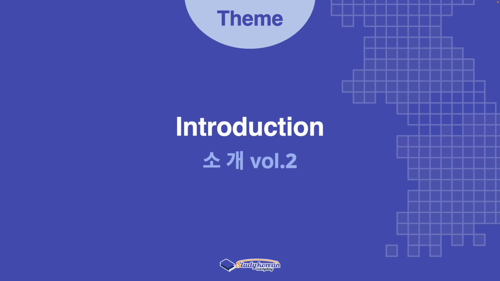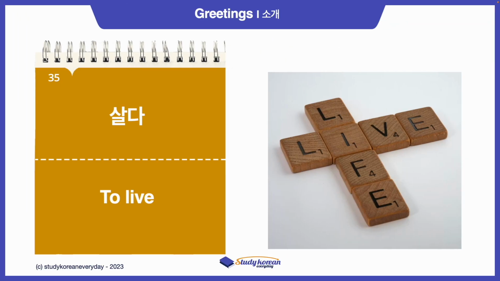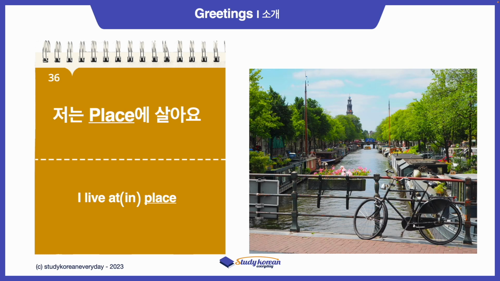Introduction, 소개, second part. 살다, to live. 저는 place name에 살아요. 저는 name of a place에 살아요. 저는, for example, 네덜란드에 살아요. 저는 네덜란드에 살아요. I live in the Netherlands.